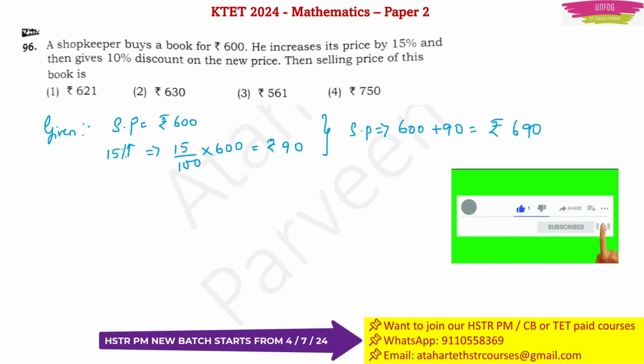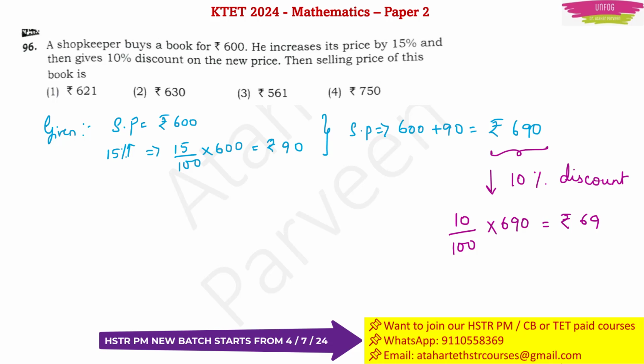After this what he did, he gave discount of 10%. So for this 10% discount, again you have to calculate 10 by 100 into 690, it will give you 69 rupees. So total selling price now became 690 minus 69, which is 621 rupees. This is also an easy question. Simple thing is there, selling price and discount. So I will rate it as an easy question. The answer is 621 rupees. Okay.